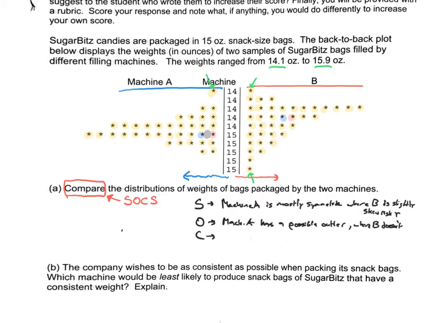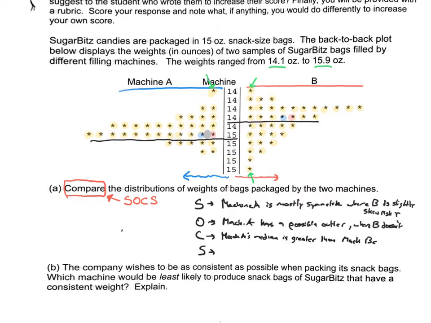I don't know those actual numbers, but I can see that machine B's median is going to be less than machine A's median because of where they are located. So I'm literally going to say that machine A median is greater than machine B.